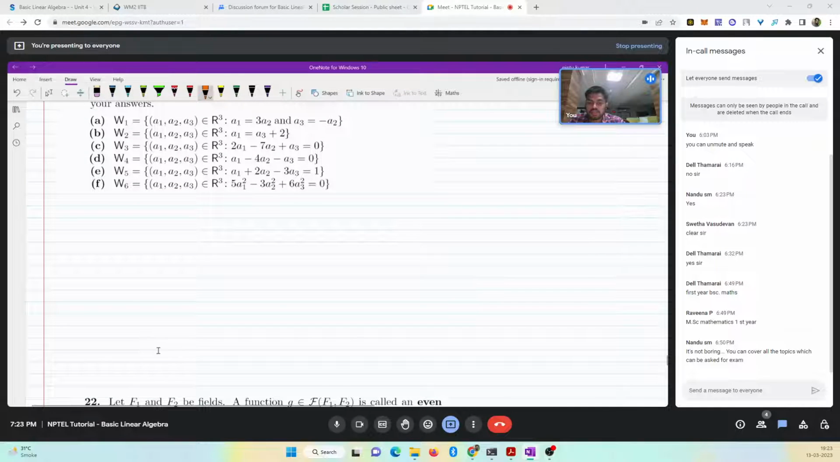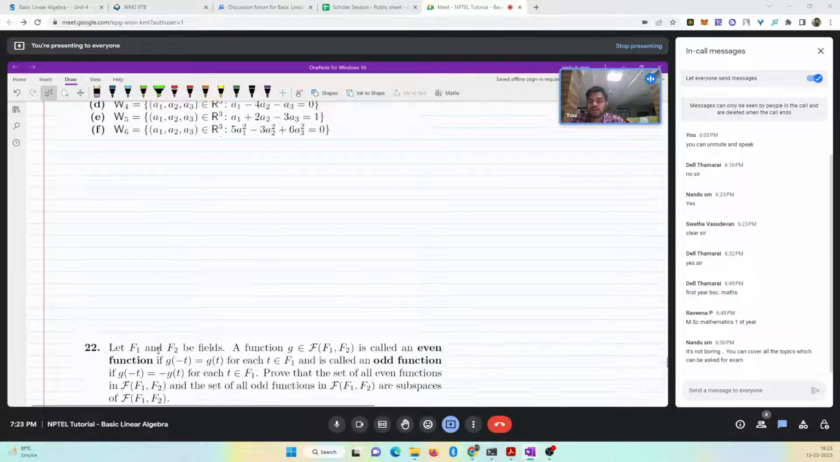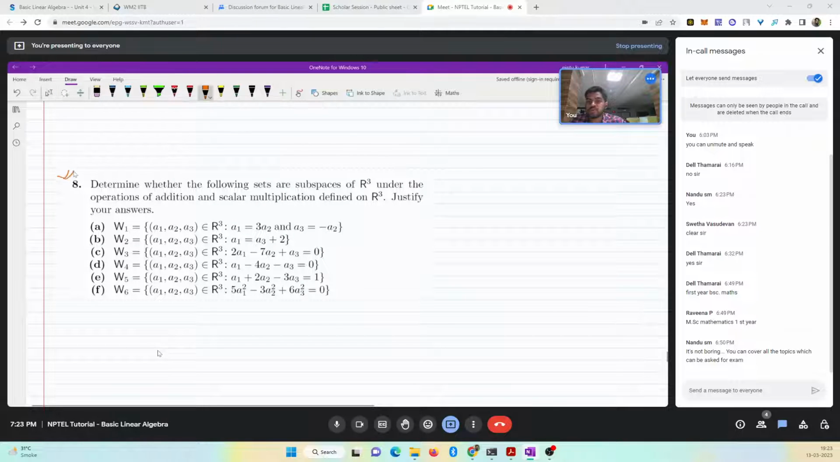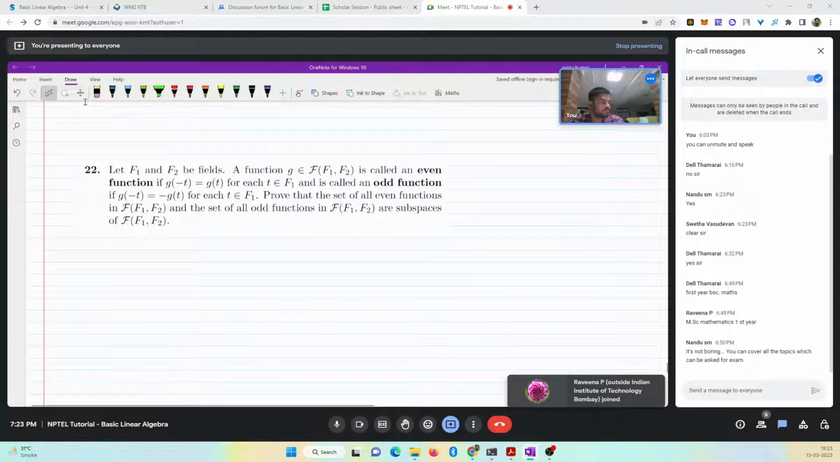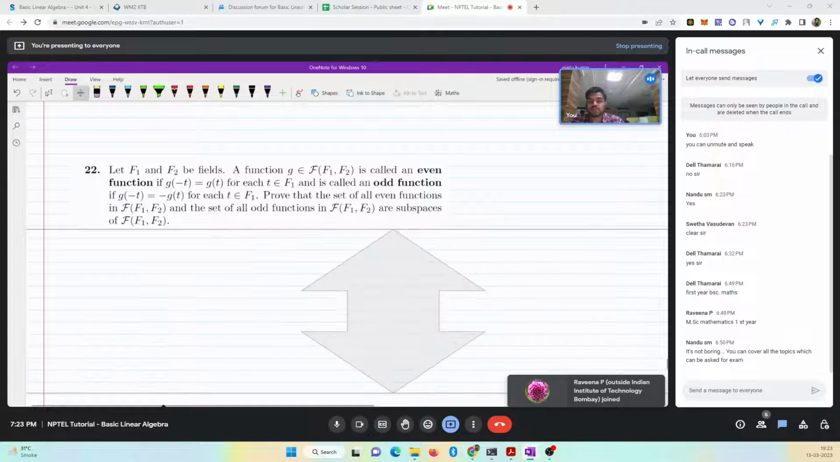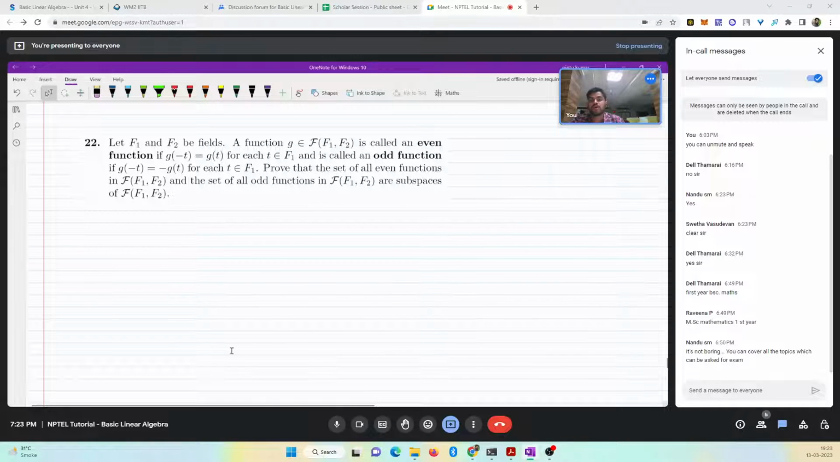We'll come to these examples a bit later. If time permits, we'll do this example also. But let's first solve this example 22. A few definitions first. In this example, we are talking about the set of all functions from a set F1 to F2.